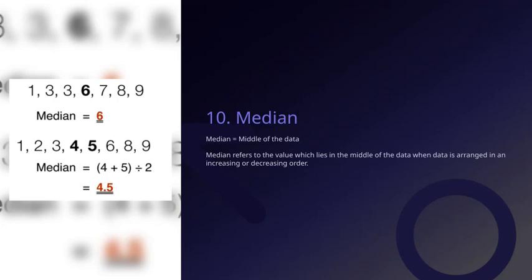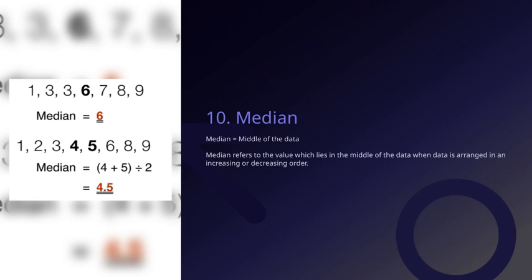Let's talk about the median. The median is the middle of the data. It's the value that sits right in the center when you arrange all your data points in order, whether that's from smallest to largest or vice versa. Think of it as the midpoint. If you have an odd number of data points, the median is simply the middle one. If you have an even number, it's the average of the 2 middle values.